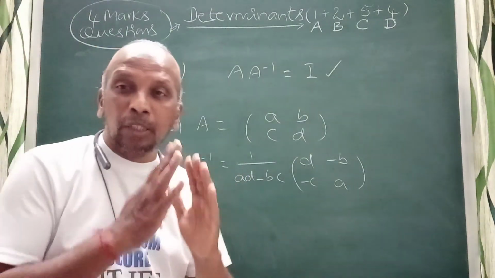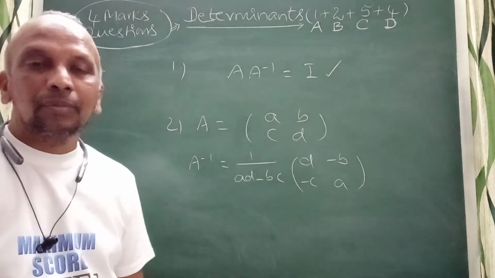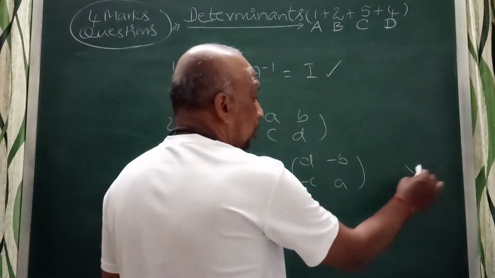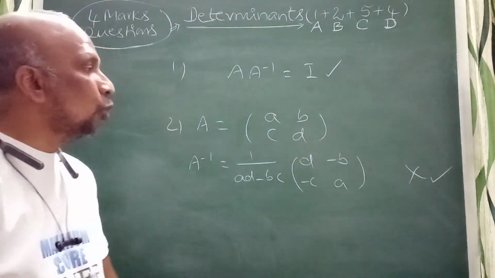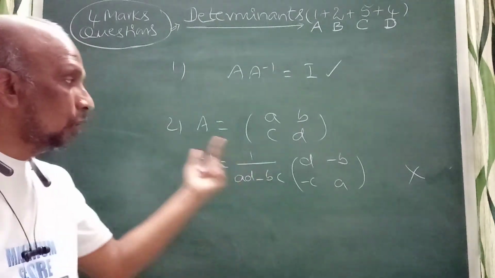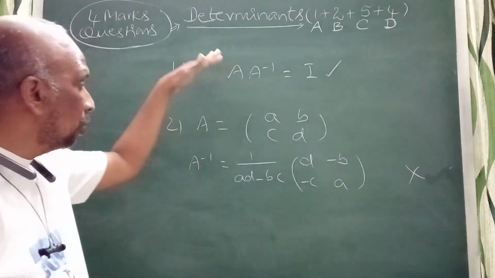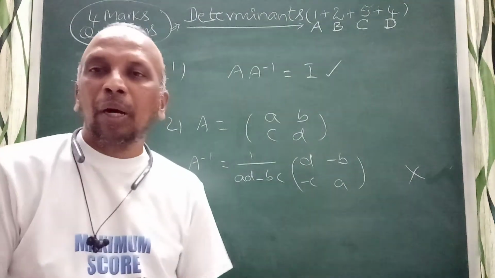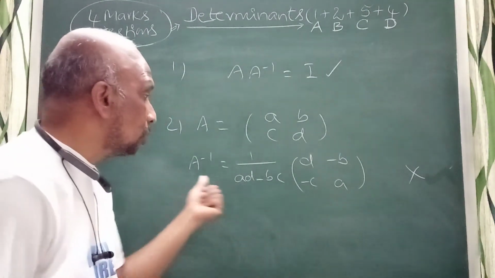But when they are asking in this 4 marks question, don't use this method. This method is not available. You should not use this method in a 4 marks question. For verification, you can do it on the rough sheet, or you can do it like this. These are all about verification. But when they are asking using the given equation, don't use this method.